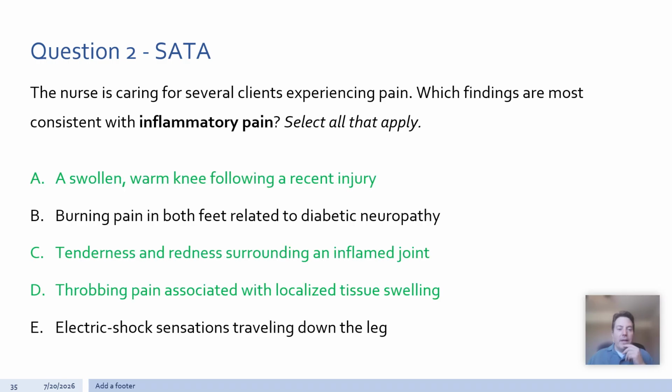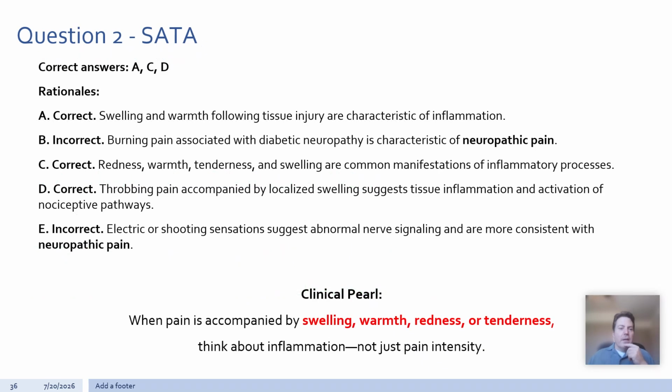Answers: swollen warm knee following a recent injury, tenderness and redness surrounding the inflamed joint, and throbbing pain associated with localized tissue swelling. You better not have picked B, otherwise you need to go back and check the previous line. The clinical pearl here is when pain is accompanied by swelling, warmth, redness, tenderness, think about inflammation and not just pain intensity.